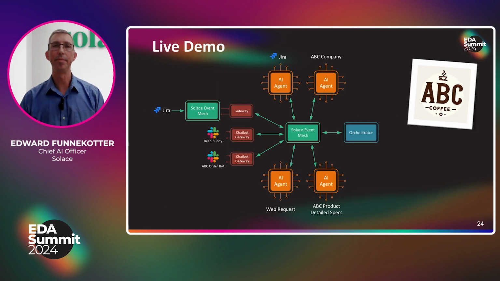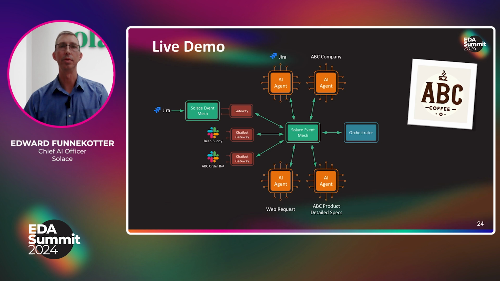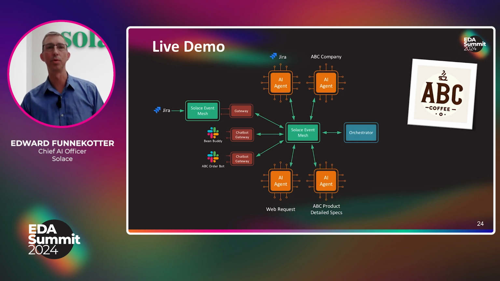The cognitive mesh that's set up for this company has 3 different gateways created. The first one is that Jira flow that I had showed. The second one is a Slack integration called BeanBuddy. This is that helpful company chatbot that's there for employees. The third one is a much more terse and to the point ABC order bot. This thing has elevated permissions, so it's able to actually insert, delete, and change orders as requested.